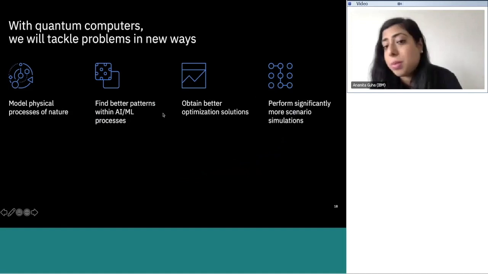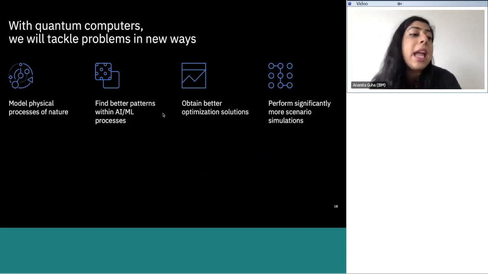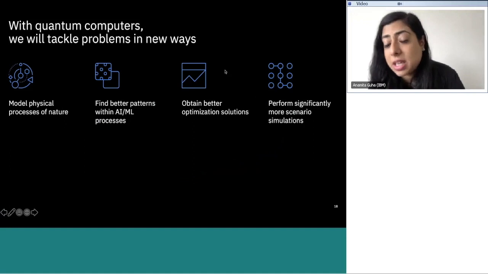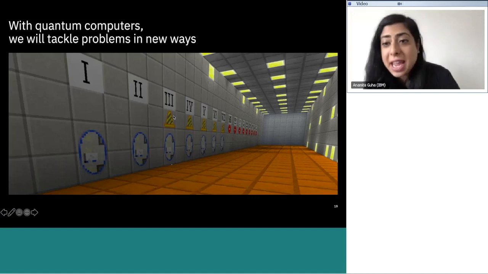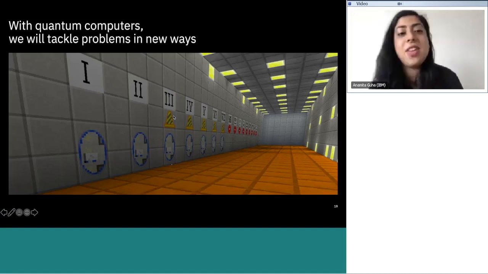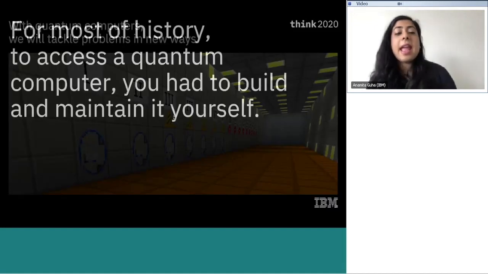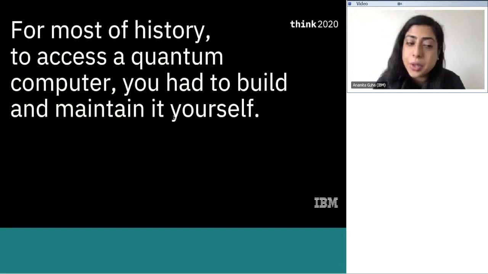So with quantum computers, we're able to tackle problems in new ways, and it could be looking at physical processes of nature, finding better patterns in AI and machine learning, doing better optimization solutions, as well as performing more significant scenario simulations. And we can also build new games, and we'll go into that today, and you will also build your own game. And the way that we're all going to be able to do this is because we have quantum computers available for your use on the cloud.